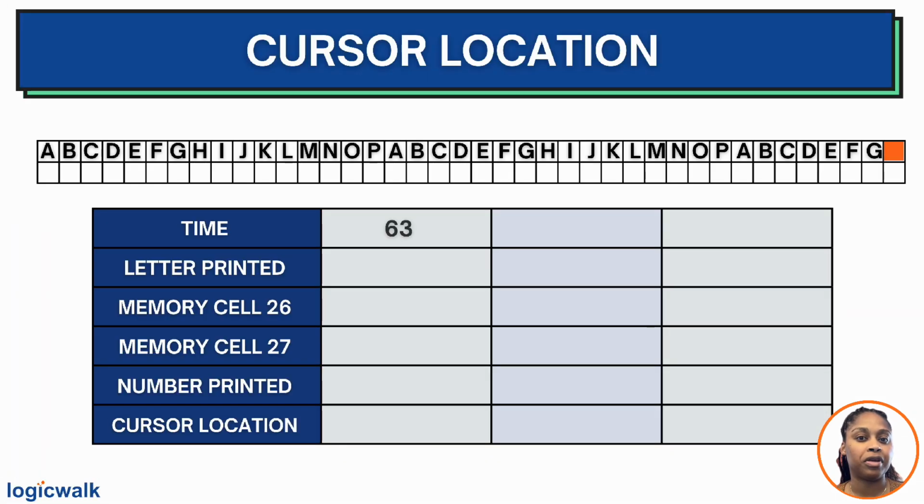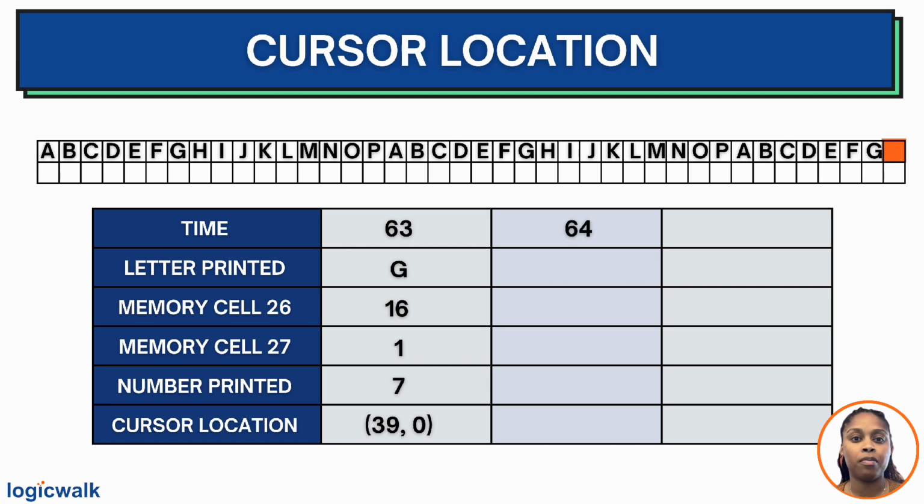At time 63, the display just finished printing capital G in position 380. Memory cell 26 shows a data size of 16, which is the maximum number of characters or values you can print at a time. Memory cell 27 has a value of 1, meaning the display is ready to print. And the display shows that the number printed so far is 7. And the cursor is at 390, the last available space in the first row.